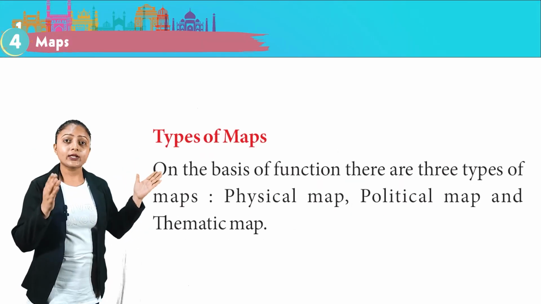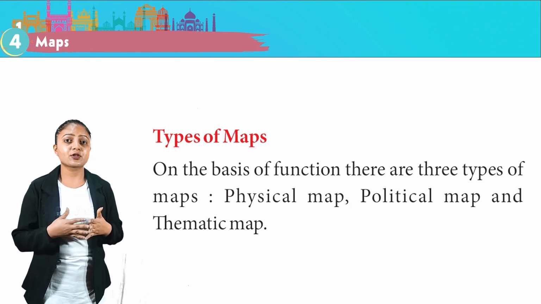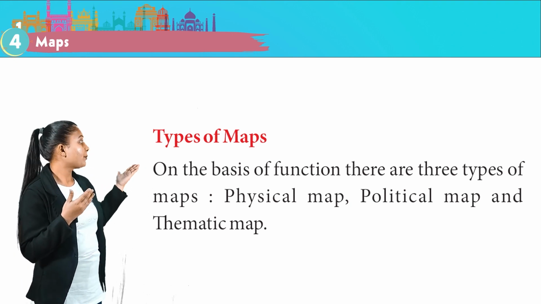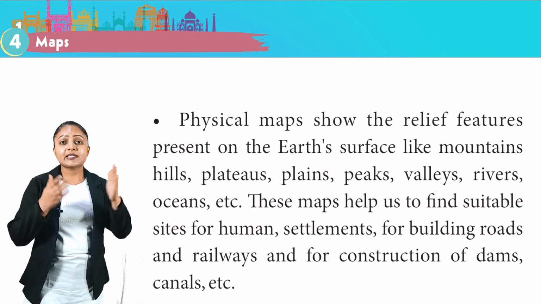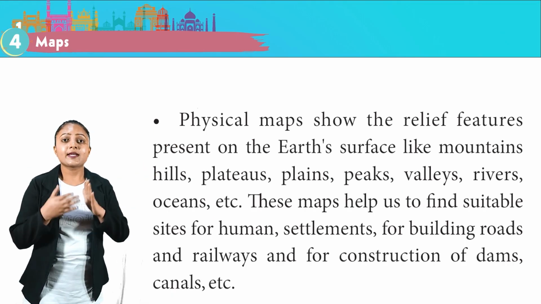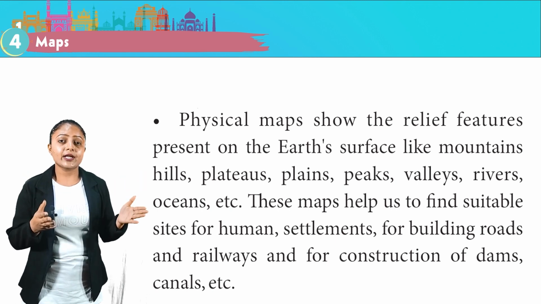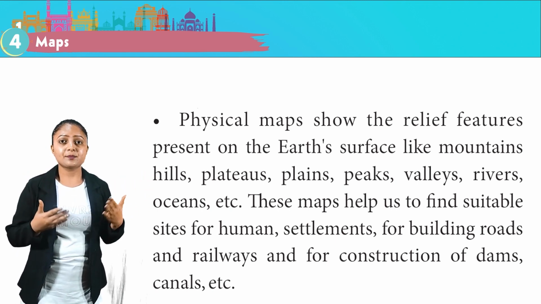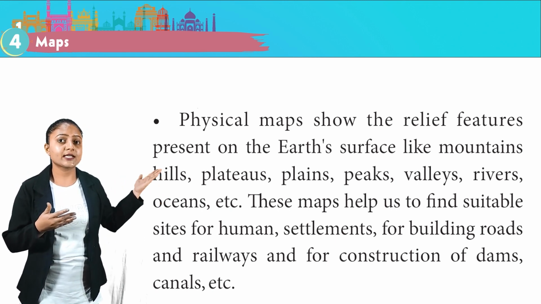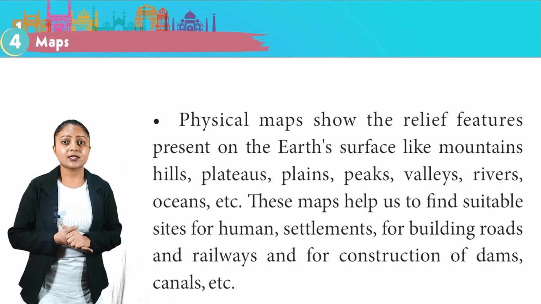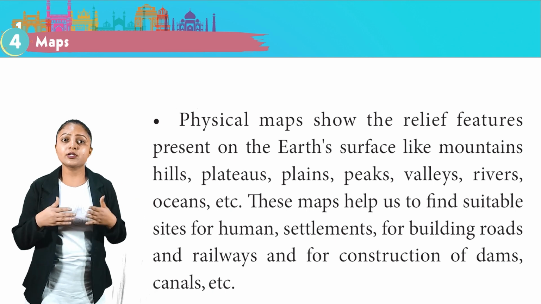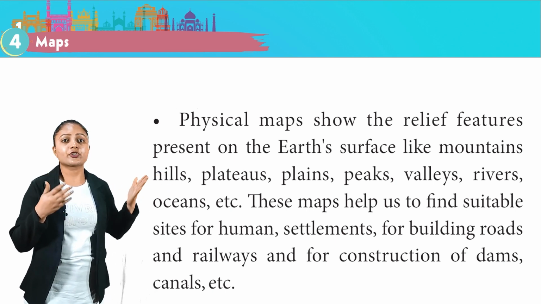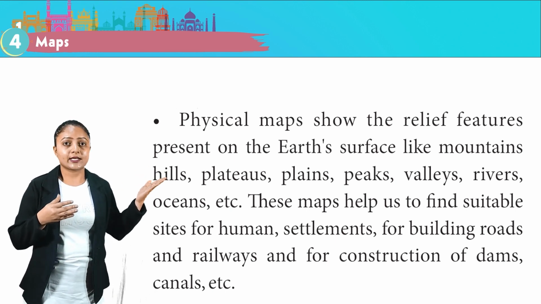Types of map. On the basis of function, there are three types of maps: physical map, political map, and thematic map. Physical maps. Physical maps show the relief features present on the Earth's surface like mountains, hills, plateaus, plains, peaks, valleys, rivers, oceans, etc. These maps help us to find suitable sites for human settlements, for building roads and railways, and for construction of dams, canals, etc.